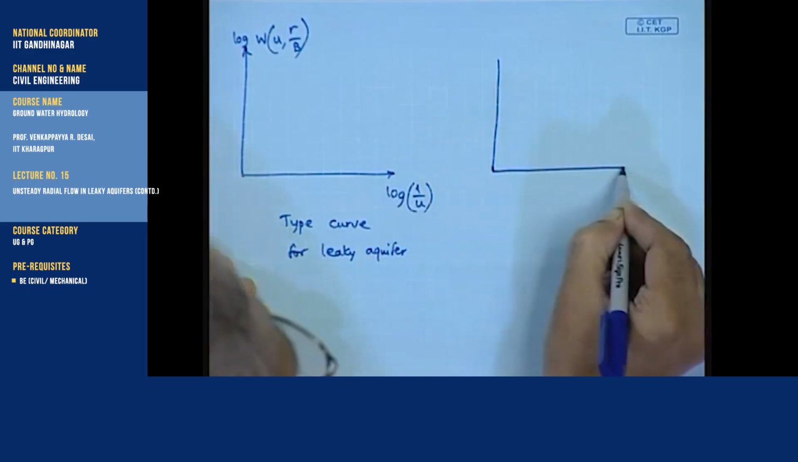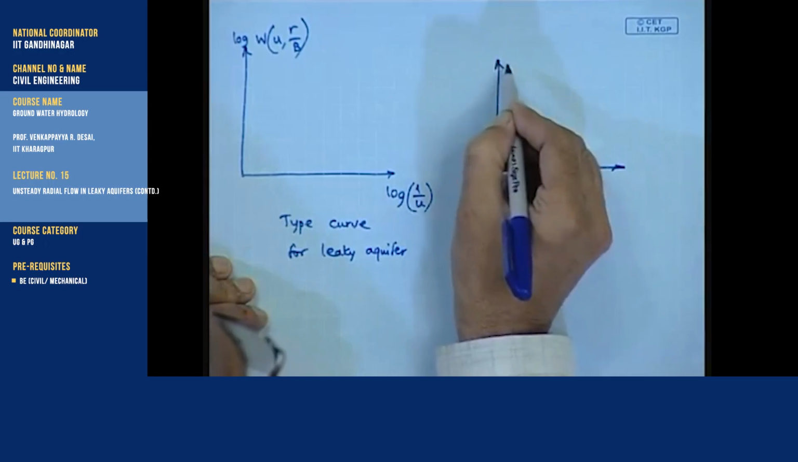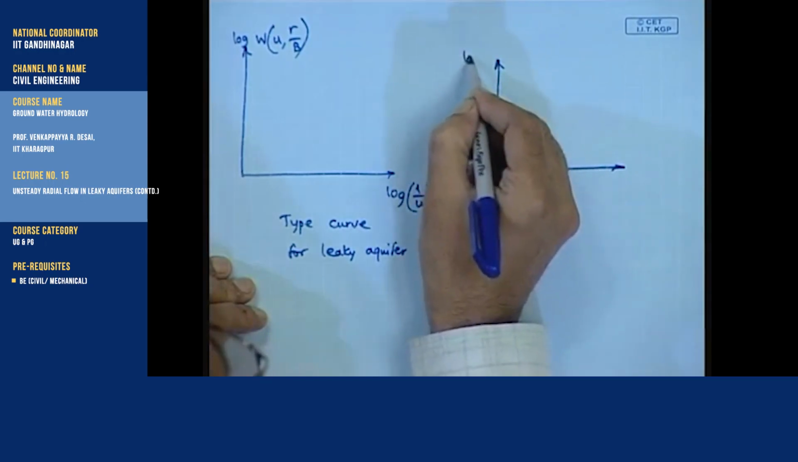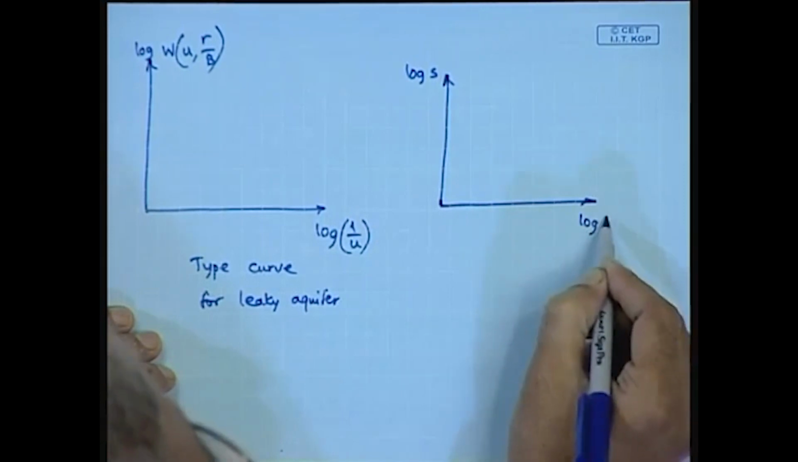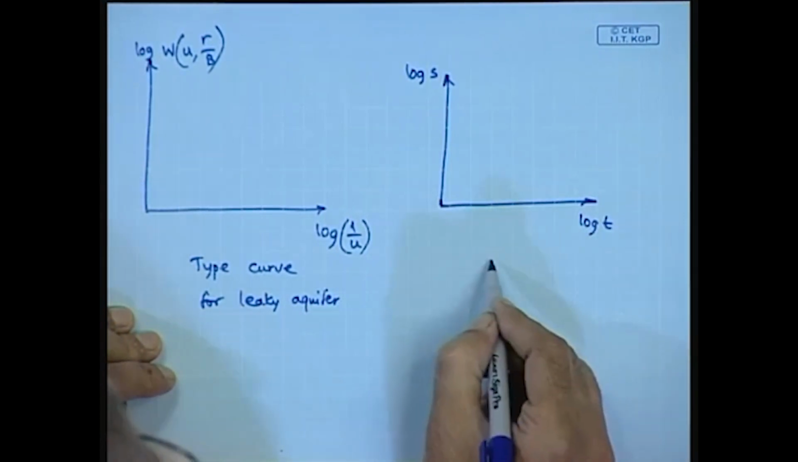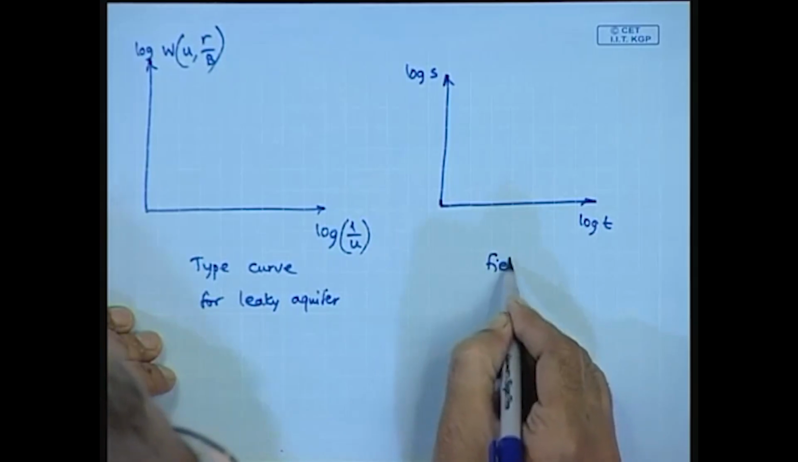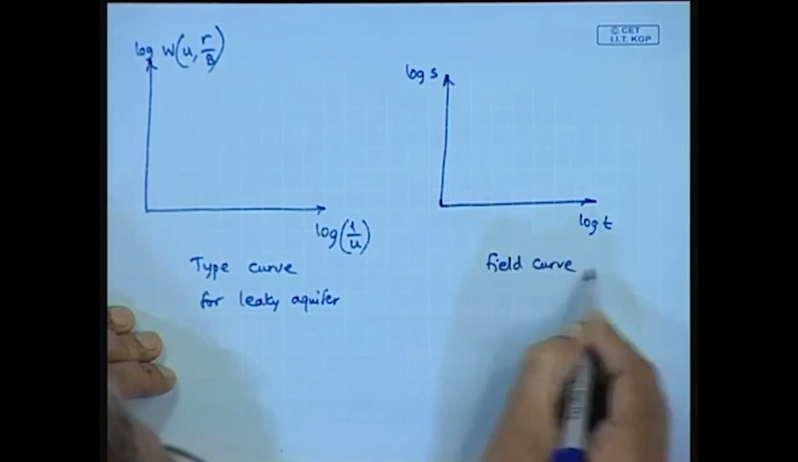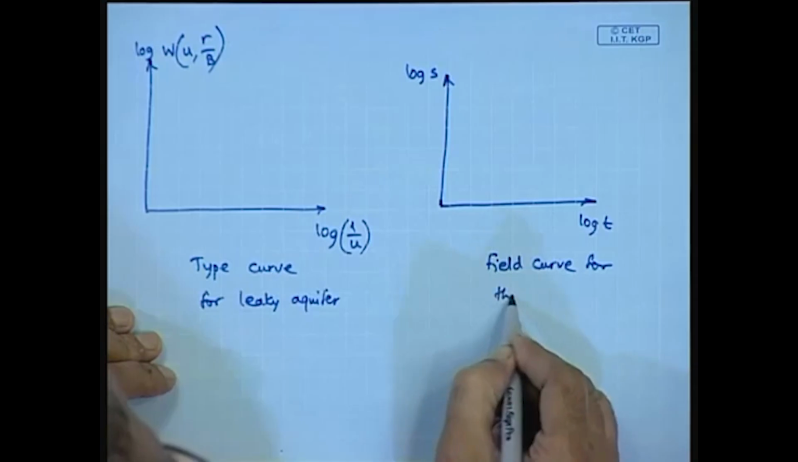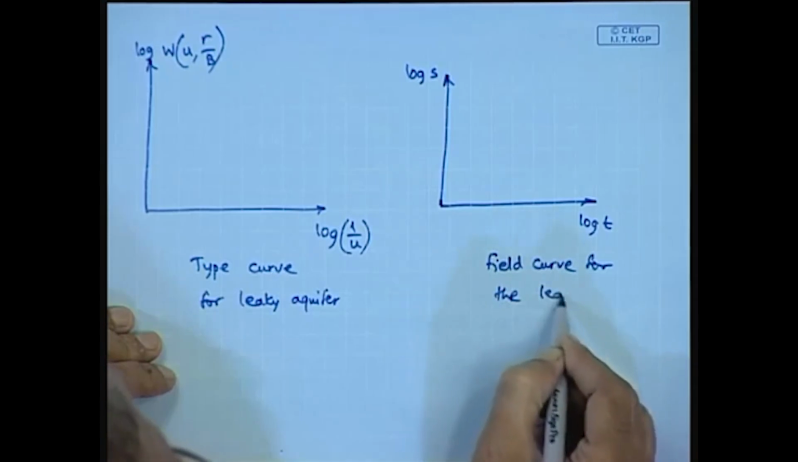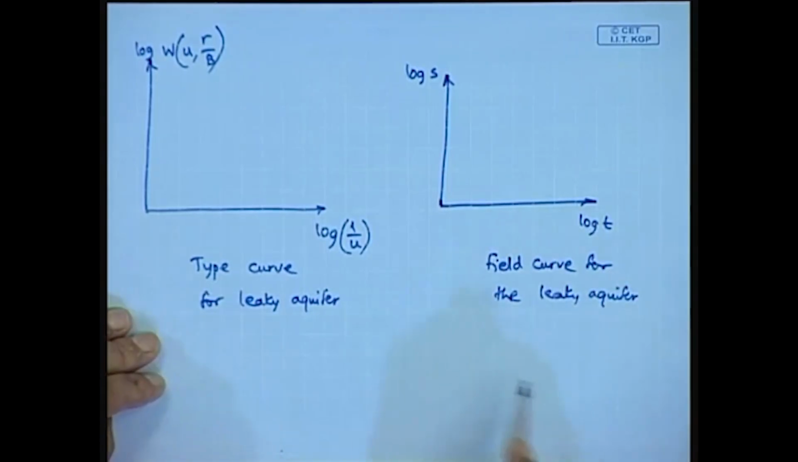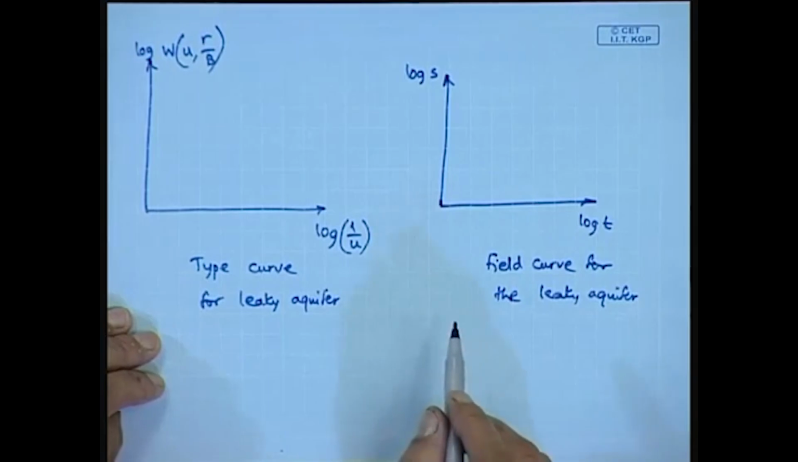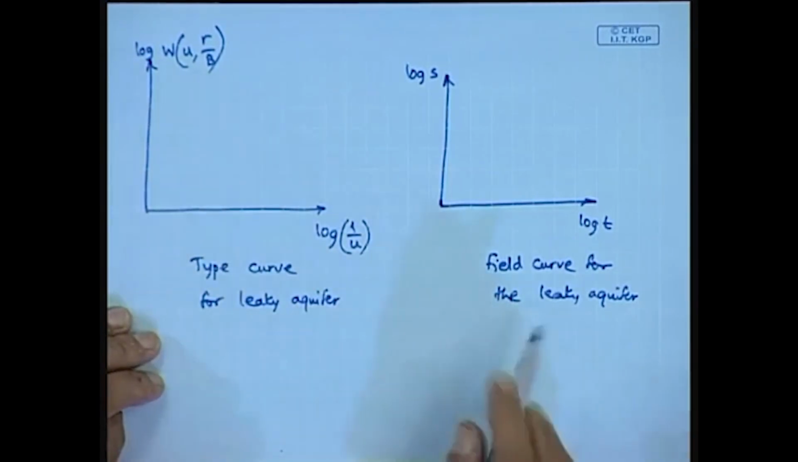Similarly, if we plot the drawdown, that is log of S versus log of T, this is the field curve for the leaky aquifer, and both of these will have a similar shape.